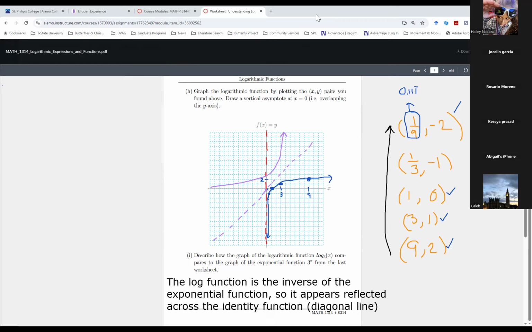All right. Do you guys mind if I erase this stuff now? Go ahead. All right. Erase away.